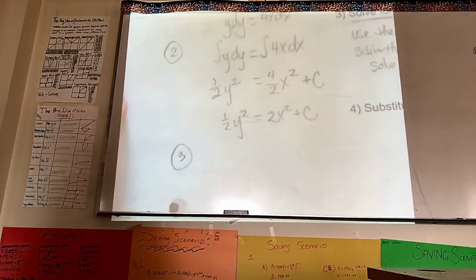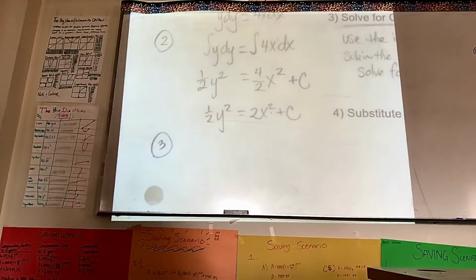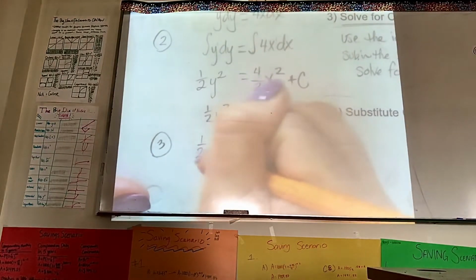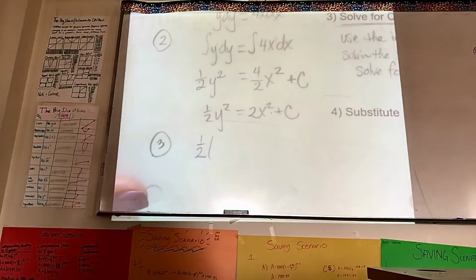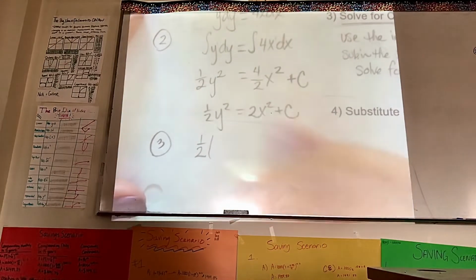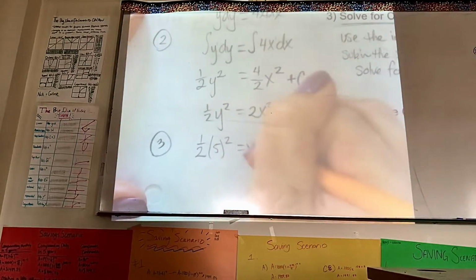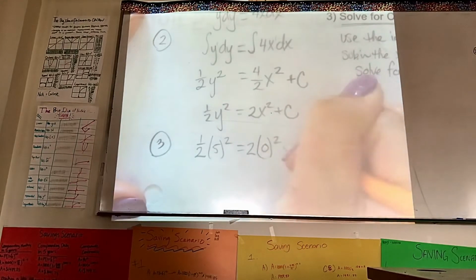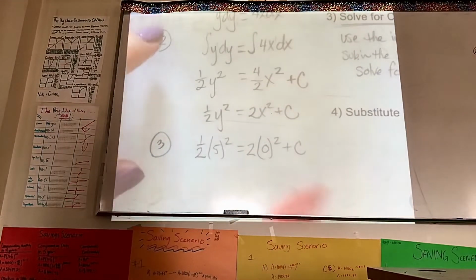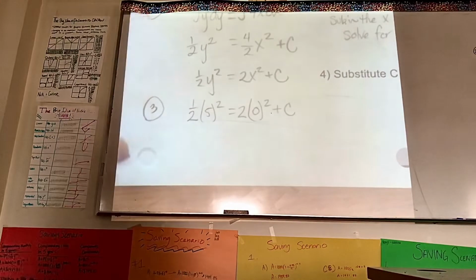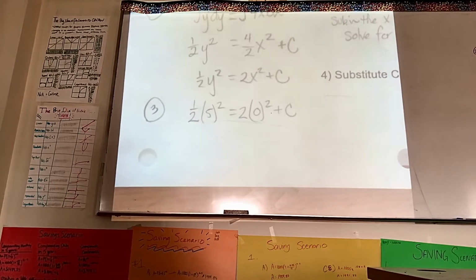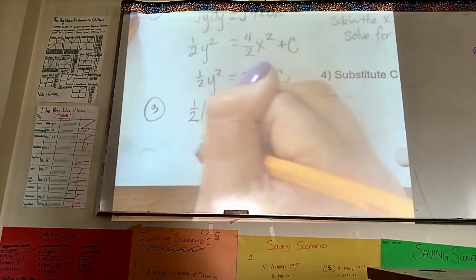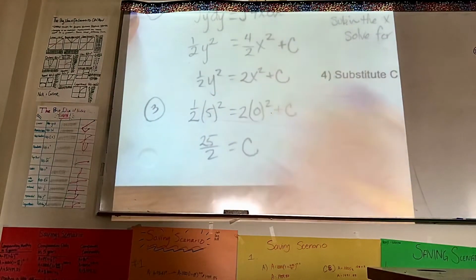Okay, so we ready to do that? Like the thing yesterday. Yeah, exactly. So 1/2, what's the y value? 5 squared equals 2 times 0 squared plus c. So c is 25 halves. Do you want to make it 25 halves or 12.5? 25 halves is c.